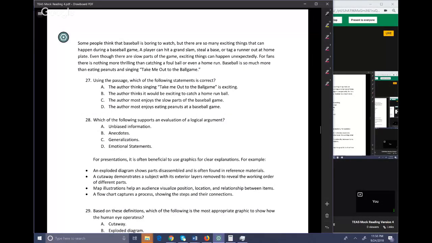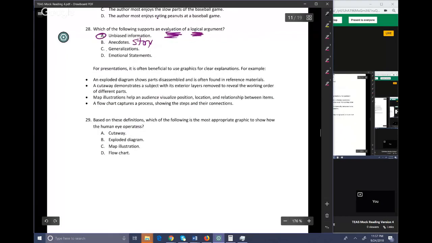This little tiny passage about baseball was pretty easy. Number 27, the conclusion you can make is that the author thinks it would be exciting to catch a home run ball. Which of the following supports an evaluation of logical argument, unbiased information? An anecdote is a story, so that doesn't go with logical. Generalizations are used when you're trying to make things sound more similar than they are. So that would go with when you're not making a logical argument. And then needless to say, emotional statements are not good for logical arguments.